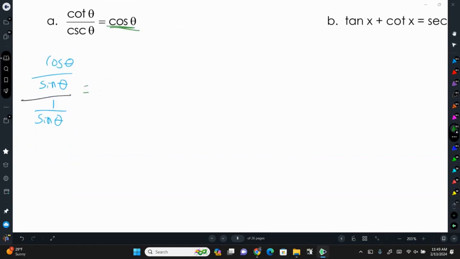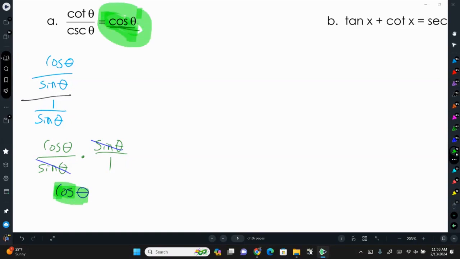So if we multiply by the reciprocal, we get cosine theta over sine theta times sine theta over 1. The sines will cancel, and we're left with cosine over 1, or cosine, which is exactly what we have up here, down there. So we have proven the identity. We're not trying to figure out what theta is. We're just working on, in this case, the left side until it equals what we have on the right side.